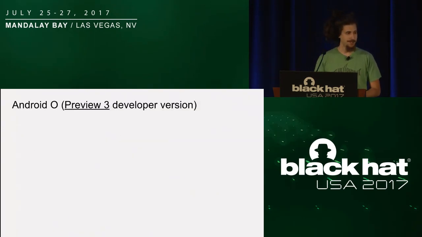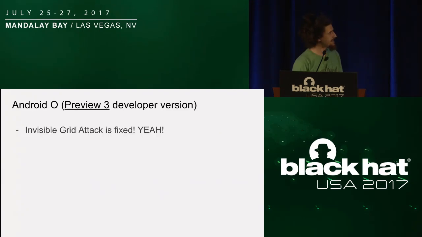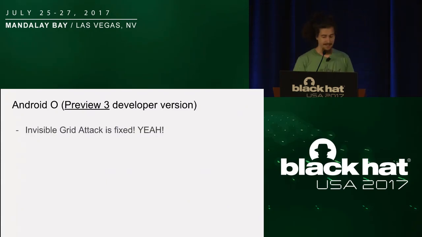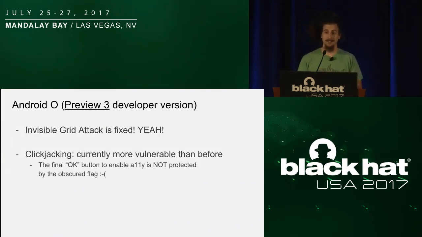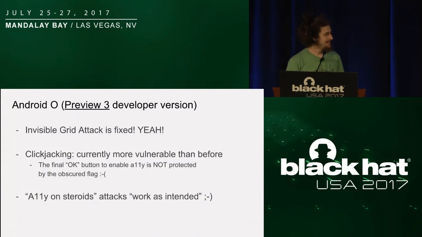There was a couple of plot twists here. We looked at Preview 3, the developer version. Basically, the invisible grid attack is fixed. And apparently Google fixed it the way we propose in the paper, that means no propagation of obscure flags for motion outside events. So fantastic job. For clickjacking, we were quite surprised because we saw that it's actually more vulnerable than before. The OK button is actually not protected by the obscure flag. And the third point, to use their own words, works as intended. These are not going to be fixed, so I'm not surprised they're still there.